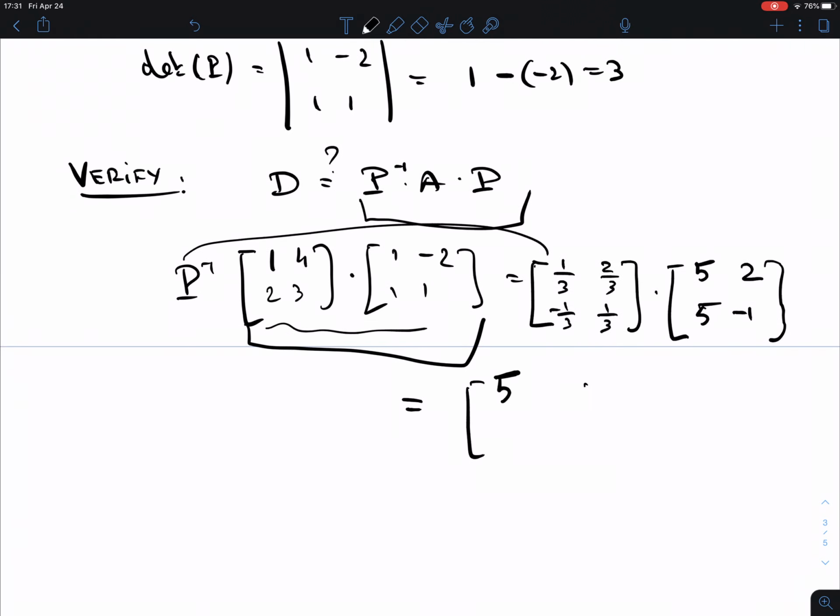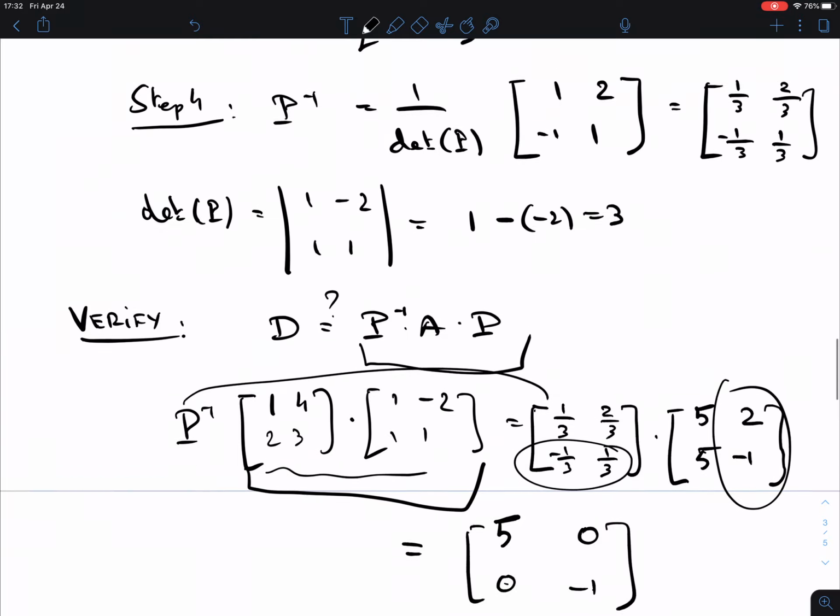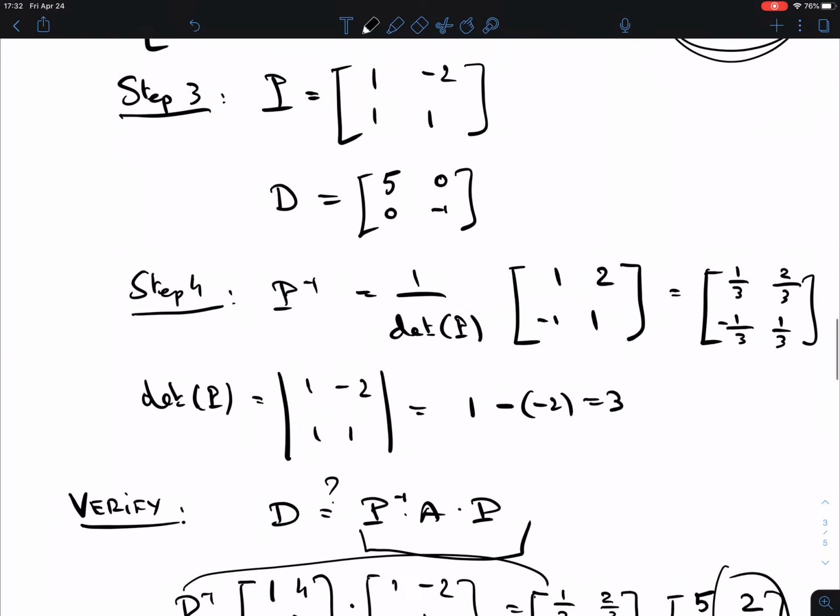So let's work out this one. That is 2/3 minus 2/3. Now this one. This is minus 5/3 plus 5/3. And then finally this one. Remember, it's this guy times that, right? In case you have forgotten, please go look that up. So this would be minus 2/3 minus 1/3, so minus 3/3. That is negative 1. Exactly the D that I wanted. So this is how you do this diagonalization.